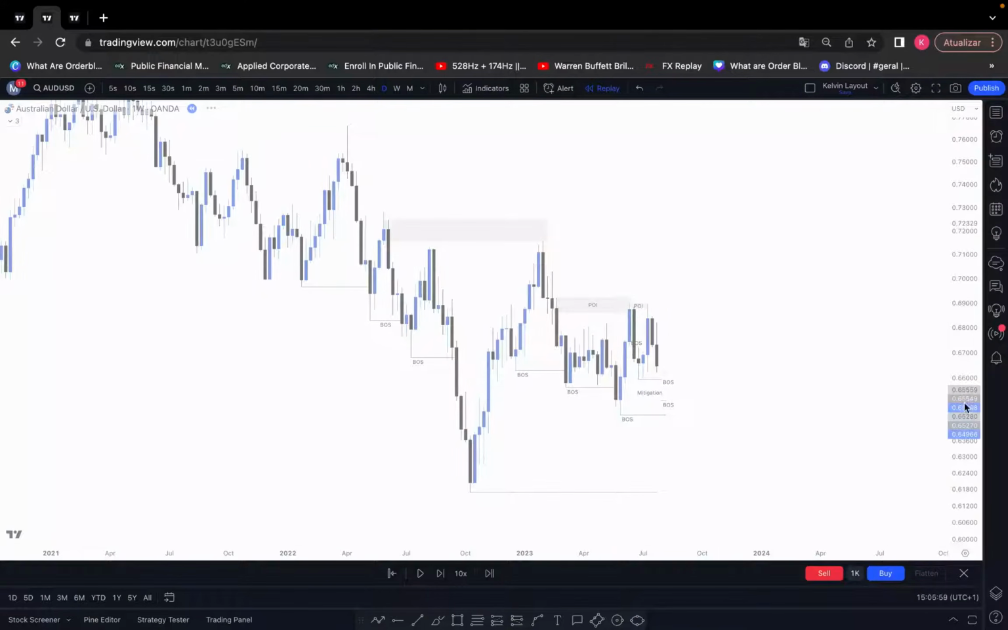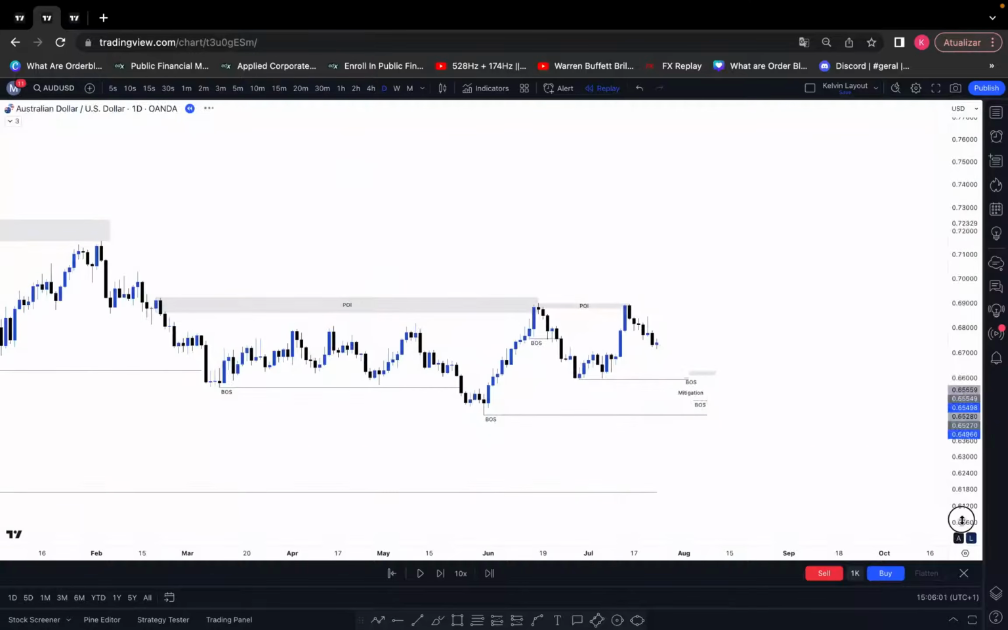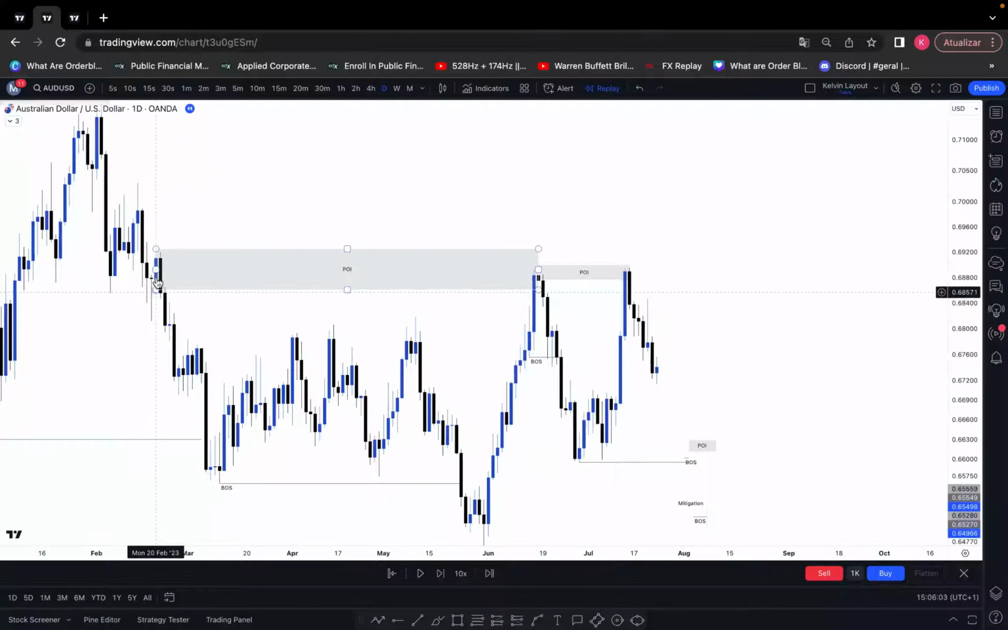Let me quickly go to the daily time frame. We can see that we had this bullish candle right here, and then price broke structure to the downside. Price came all the way up. Then price came down and gave this change of character right here. This actually was on a 4-hour.